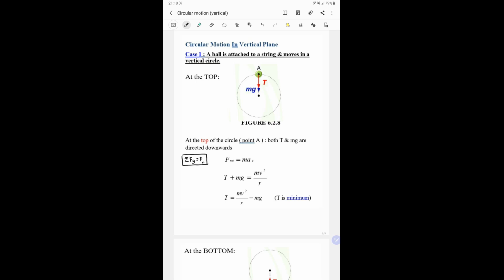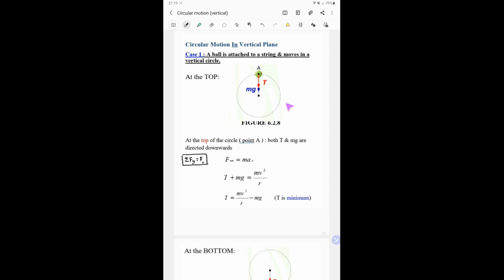So what is the equation? How do we get the equation? Let me summarize first before we answer some past year's questions for our revision. Let's start with the first case, which is a ball attached to a string moving in a vertical circle. For any vertical plane circular motion, we focus on two positions only, which is at the top and also at the bottom.